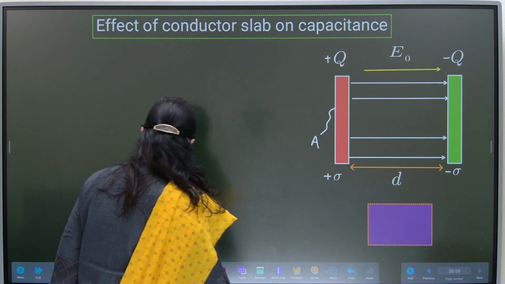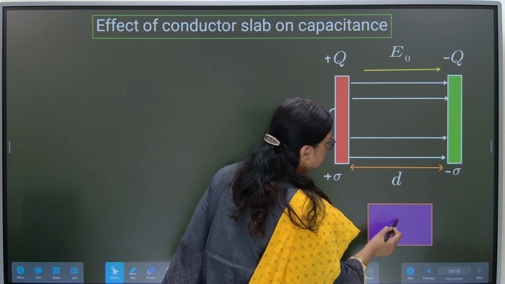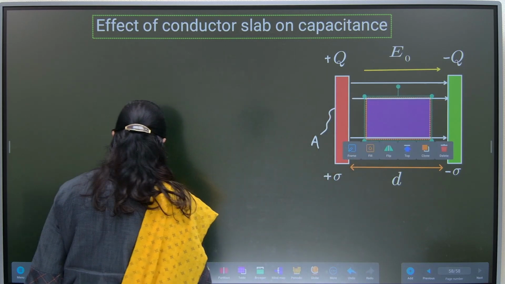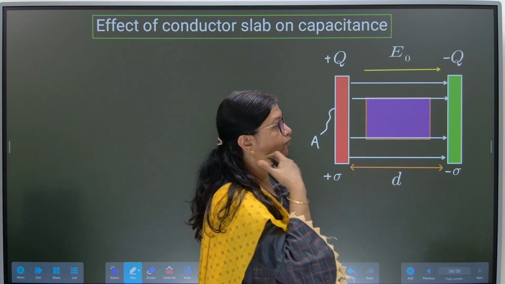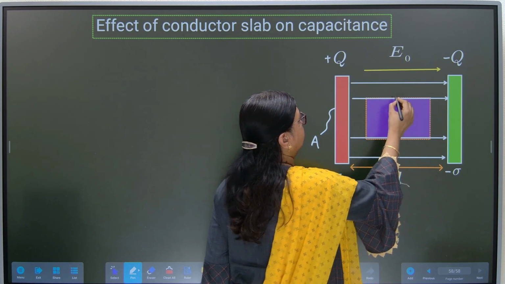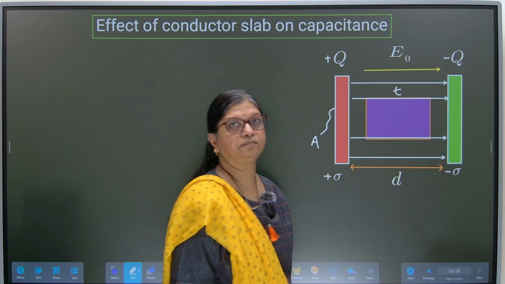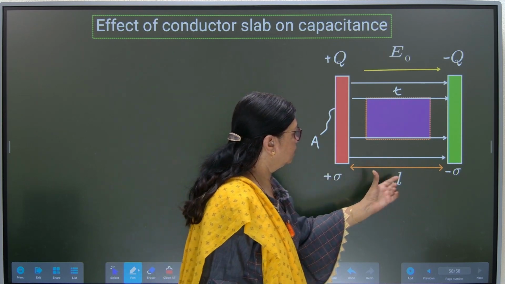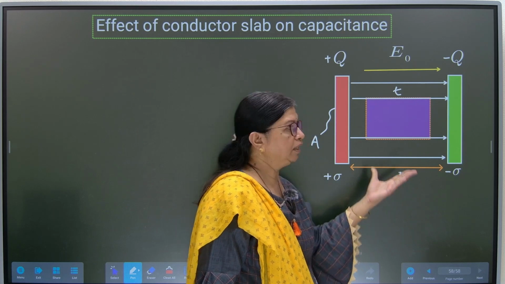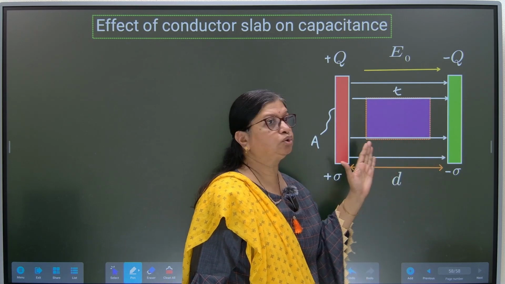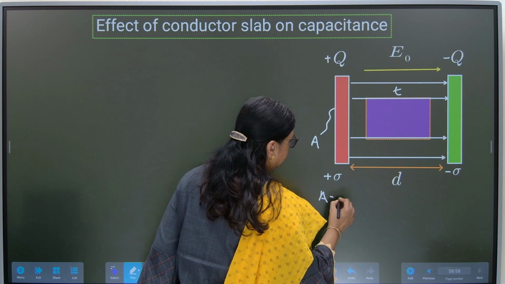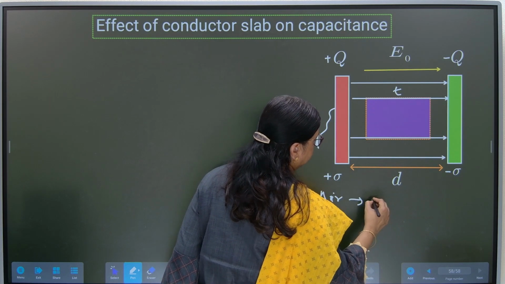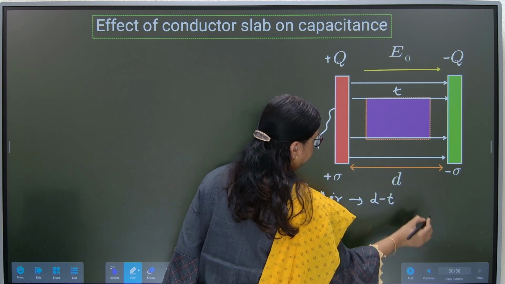Fine. Now let me shift a conductor between the two plates with a thickness T. Fine. So as can be seen, the overall length is D, the conductor's length is T. So D minus T is the length of the space occupied by air.